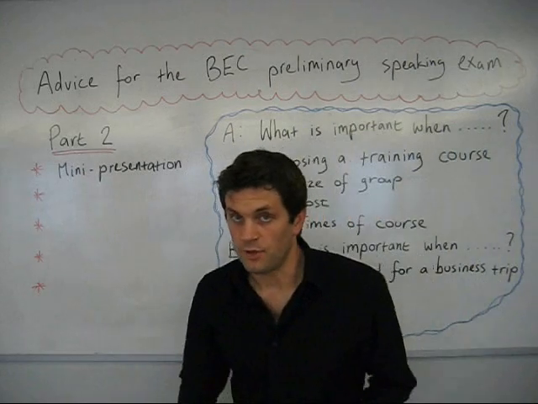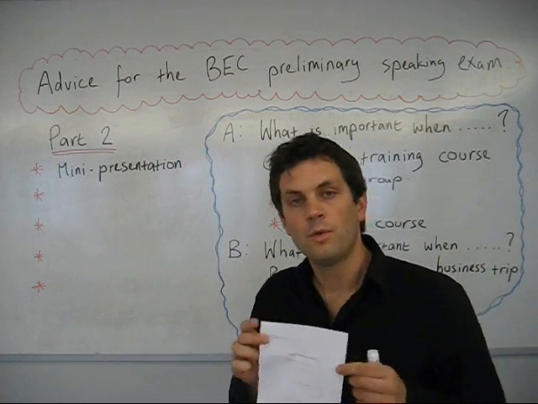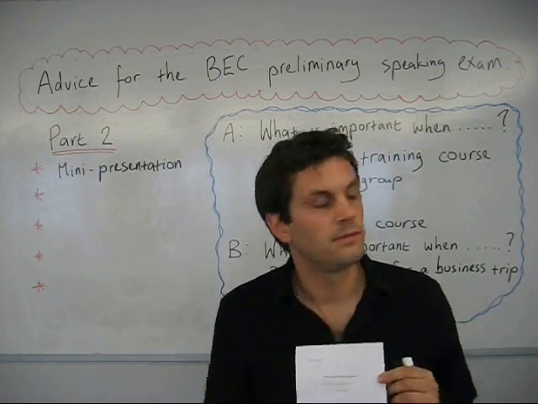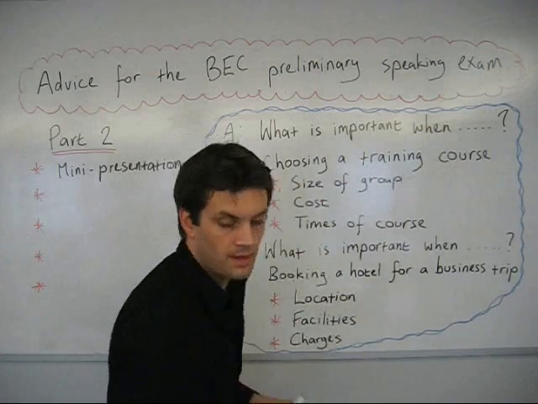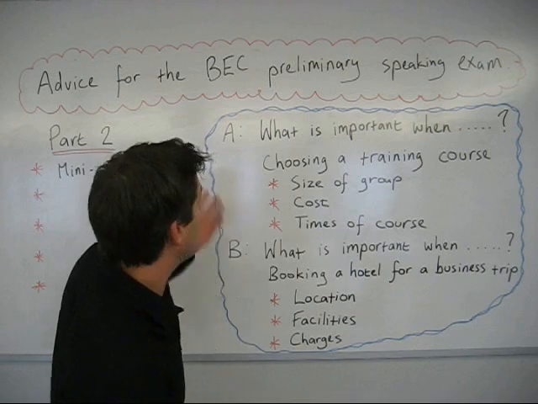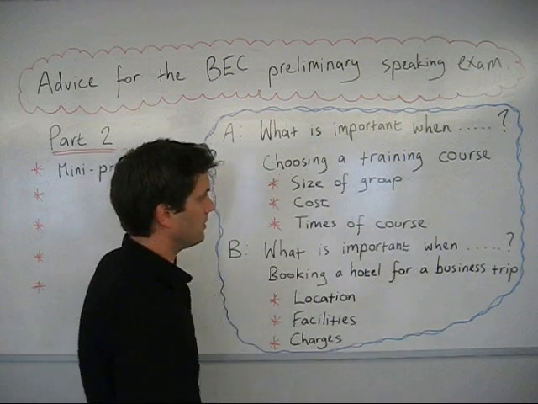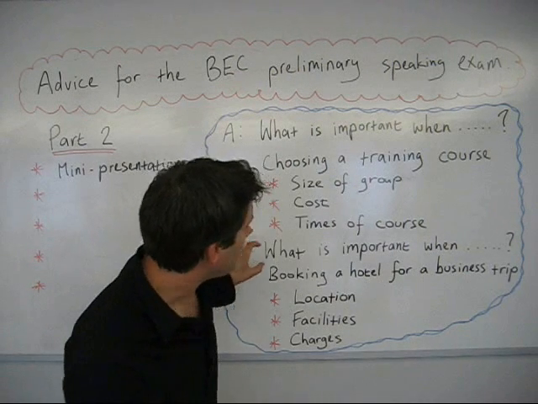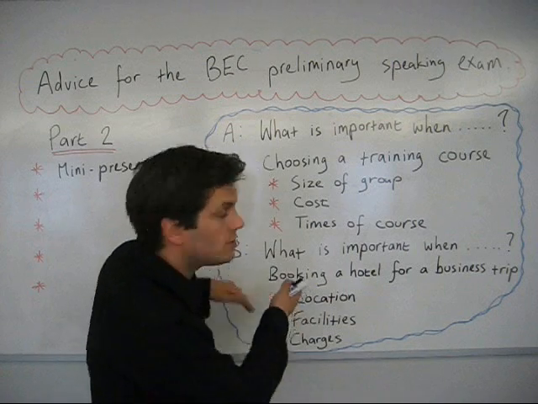The examiner will give you a piece of paper with two topics. Two topics. So this is here. And you can choose the topic that you want. So for example, topic A, what is important when choosing a training course? Topic B, what is important when booking a hotel for a business trip? You choose A or B.